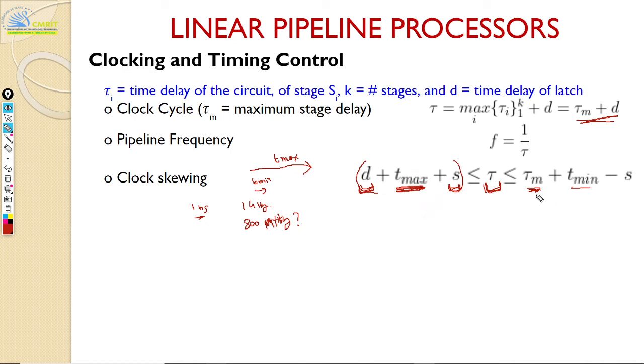So what will happen is, tau m is the maximum stage delay. But let us say this is the clock that you are giving. Now you cannot exceed this, because the next guy is going to process. So this is the time you are supplying, and it cannot exceed the time. You have to include one t min. This t min is the time for which the next guy will actually have his output ready.